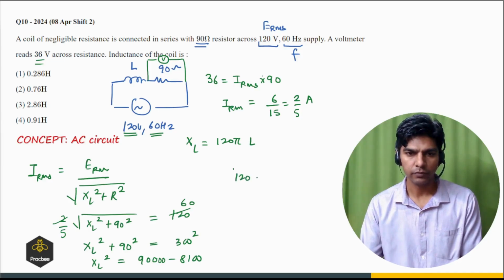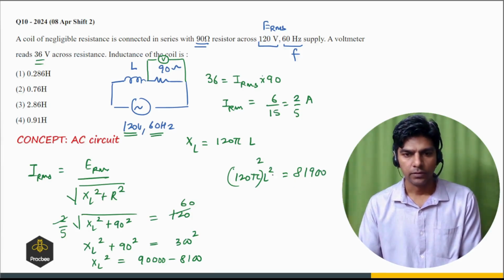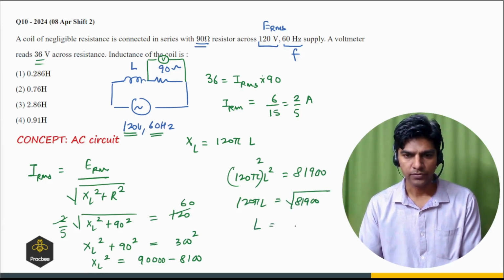So it will be 120 pi, square of that will be L square. So it will be 90. Let me just simplify that. So 900 minus 81, so that will be 819, right? So that will be 81,900. So 120 pi L equals root of this. So L comes out to be root of 81,900 divided by 120 pi.